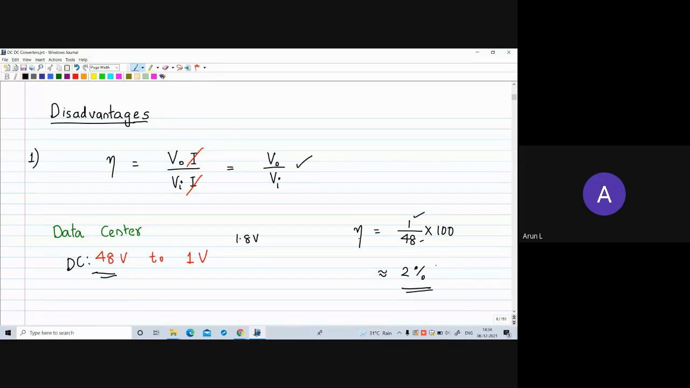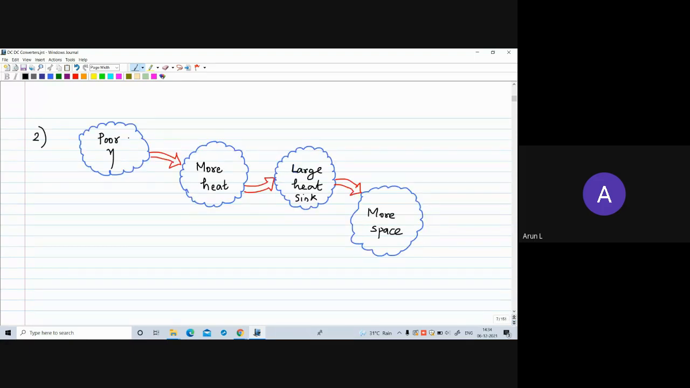So efficiency is very poor. So this strategy is not at all viable if the voltages are widely separated. We cannot use this. That is one major disadvantage of this solution. And there is another disadvantage due to poor efficiency.